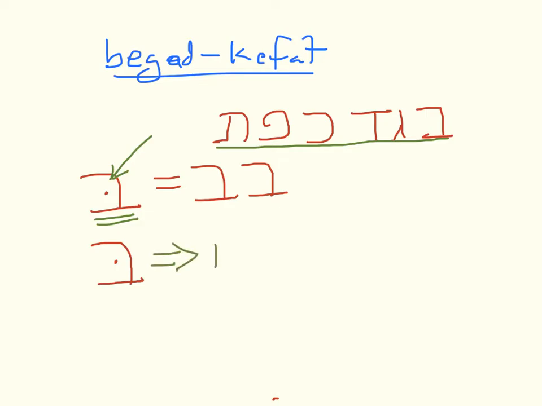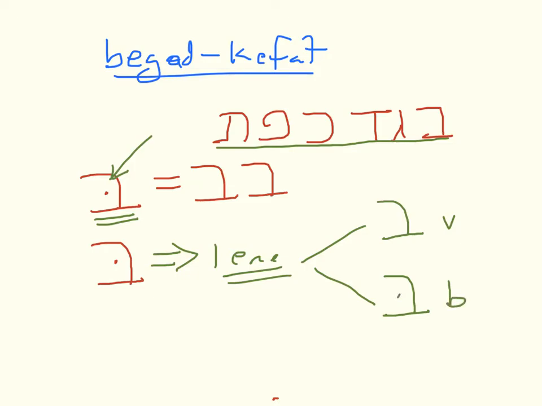And in the case of a Dagesh lennae, that simply means it has a different pronunciation, so that a beit without a Dagesh sounds like the v in violin, whereas a beit with a Dagesh sounds like b, as in boy.